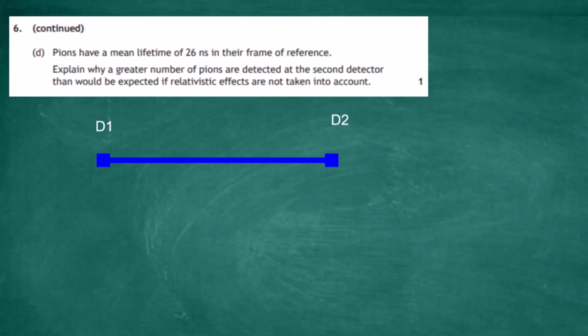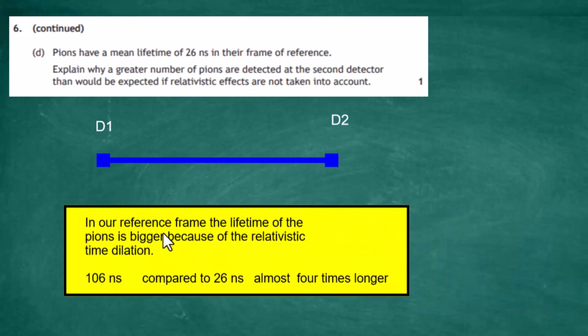But when we do take relativistic effects into consideration, the lifetime of the pion in our reference frame stretches to 106 nanoseconds. That's almost 4 times longer than the lifetime of the pion in its own reference frame. Now, because we measure the lifetime of the pion to be 4 times as much, it's going to travel 4 times as much at a given speed, and therefore more will reach detector D2.